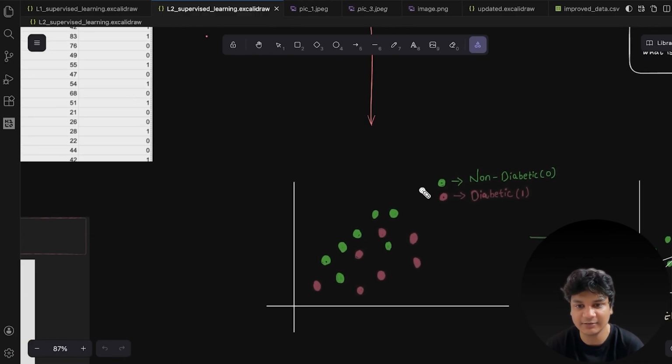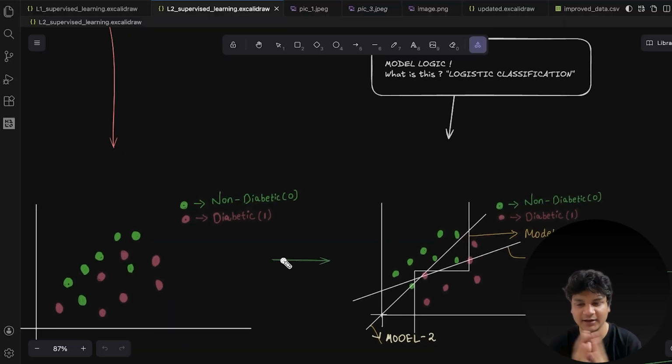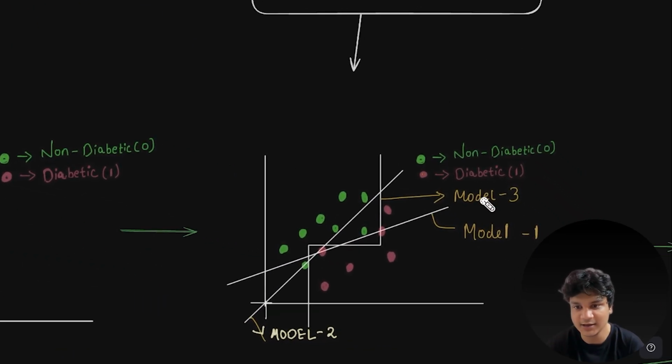What I have done is plot this data onto a 2D graph, and I found that there must be some imaginary line which can classify these two different classes, diabetes or non-diabetes. Agree or not agree? So let me draw three lines as hypotheses. Line means model, because we are training the line itself in order to classify.